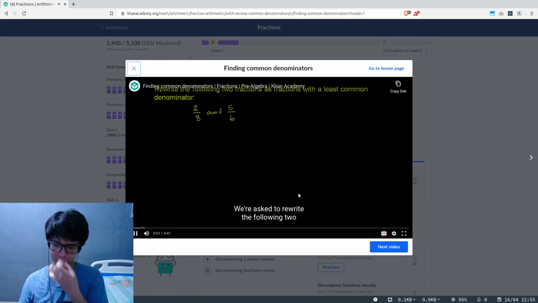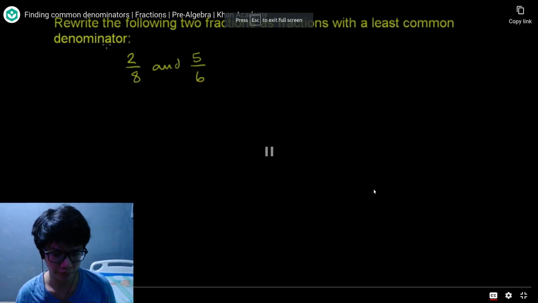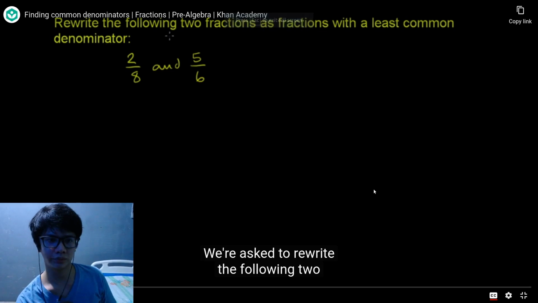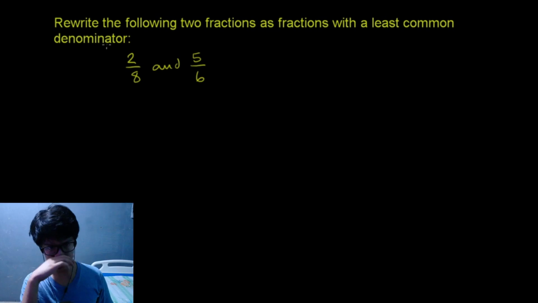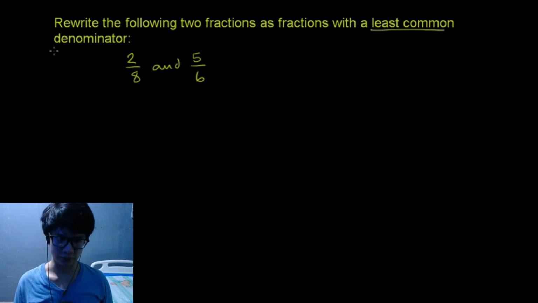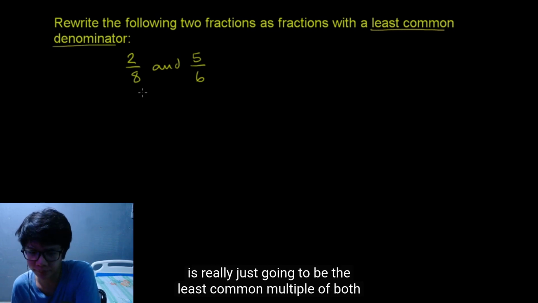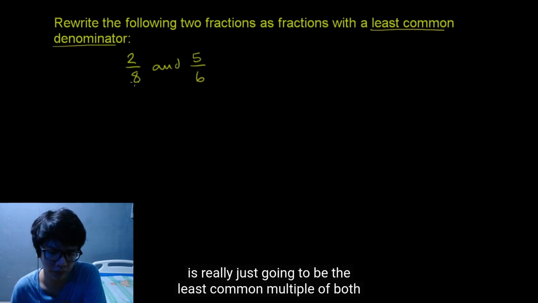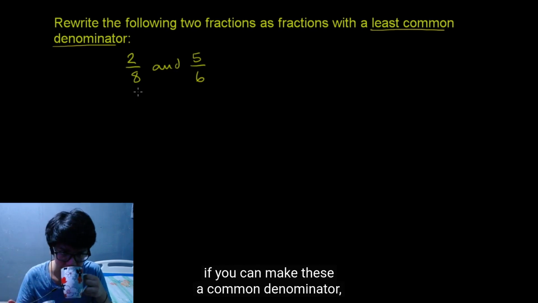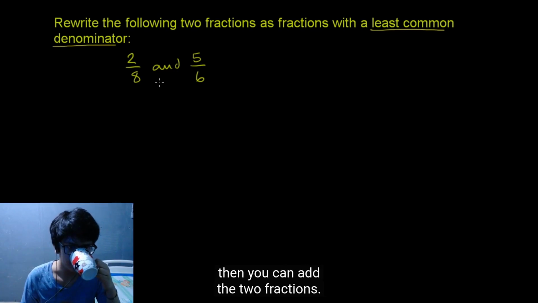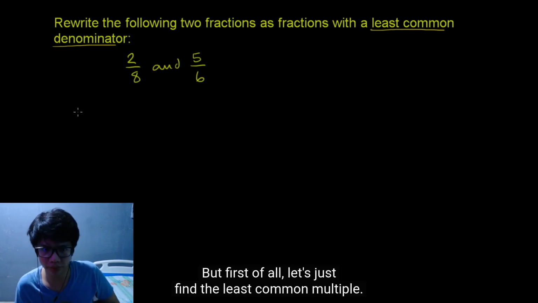We're asked to rewrite the following two fractions as fractions with a least common denominator. A least common denominator for two fractions is really just going to be the least common multiple of both of these denominators. The value of doing that is that if you can make these a common denominator, then you can add the two fractions, and we'll see that in other videos. But first of all, let's just find the least common multiple.